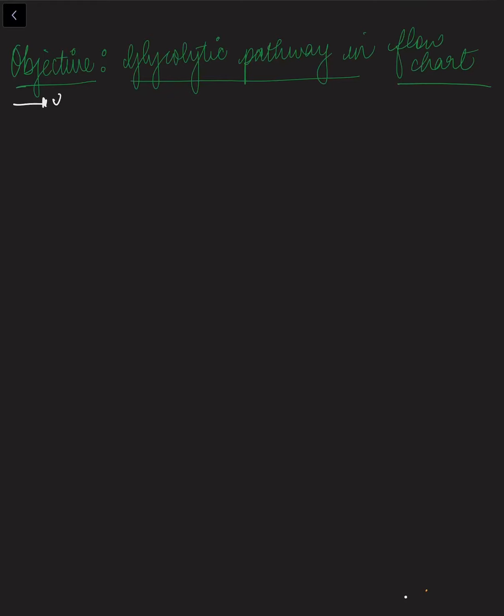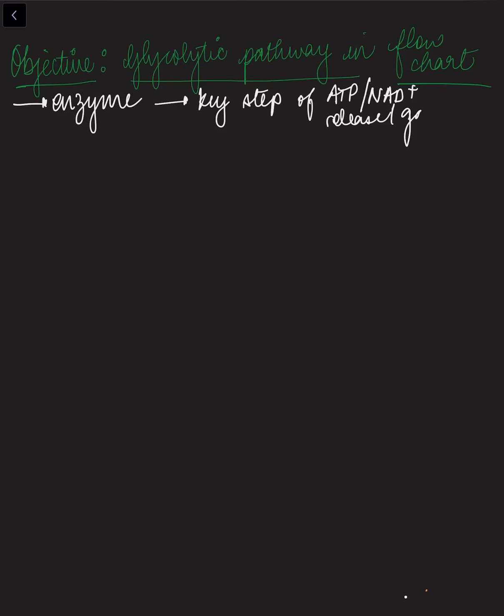including the enzymes at each step and the key steps of ATP gain or release. So the glycolytic pathway starts with glucose.